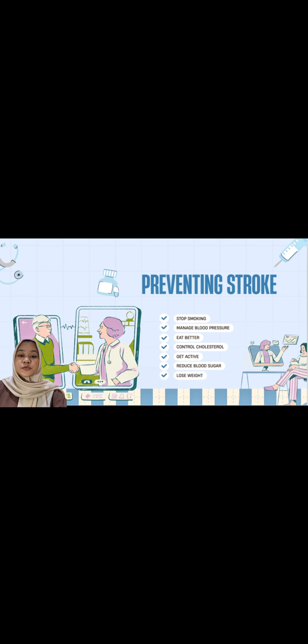One, stop smoking. Manage blood pressure. Eat better. Control cholesterol. Get active. Reduce blood sugar. And lose weight.